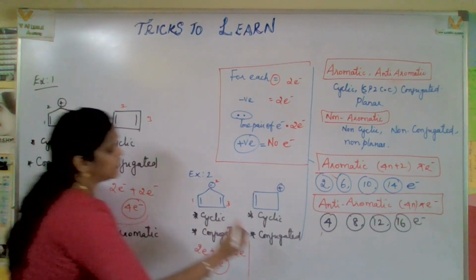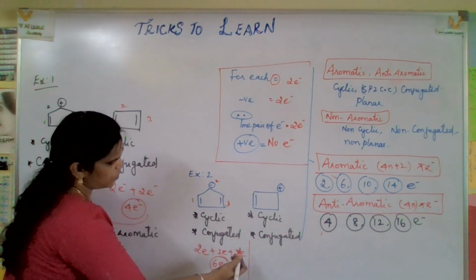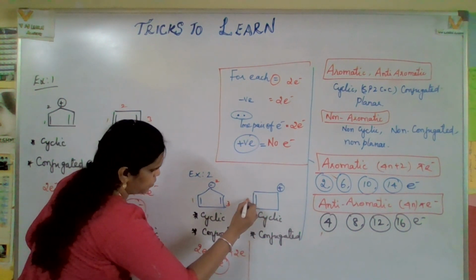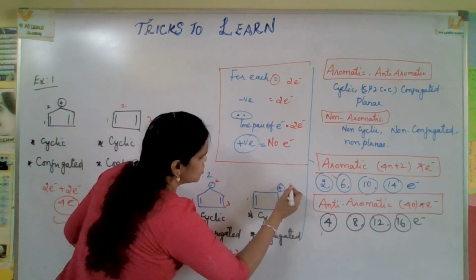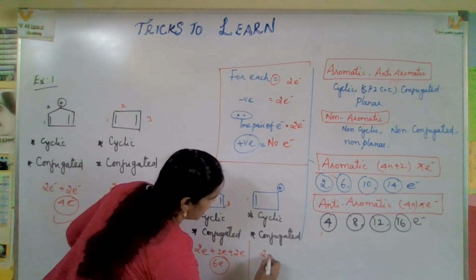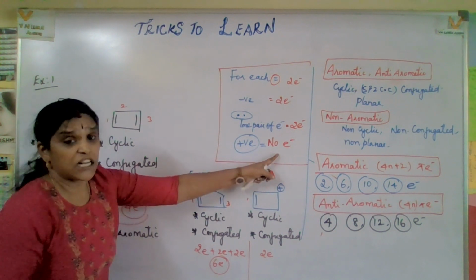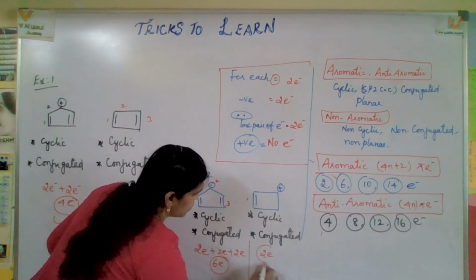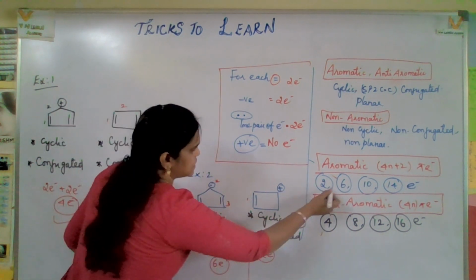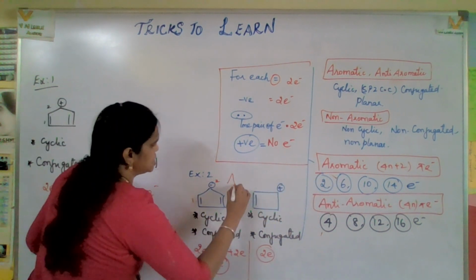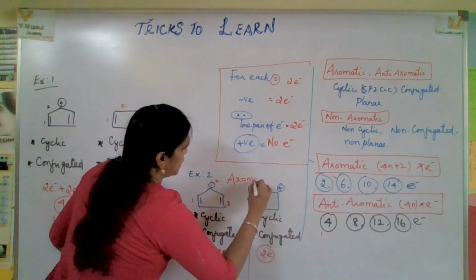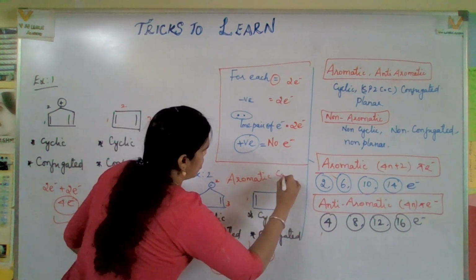And one more, let us check whether it is aromatic or not. Here 2 electrons, and here positive charge, no electron. So that means only 2 electrons. See, positive charge, no electron. So here only 2 electrons. So 6 and 2 come under what? Aromatic. So that means this is aromatic compounds.